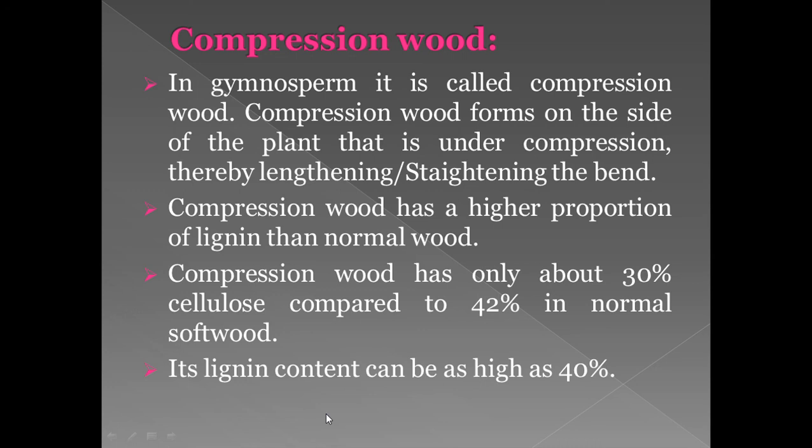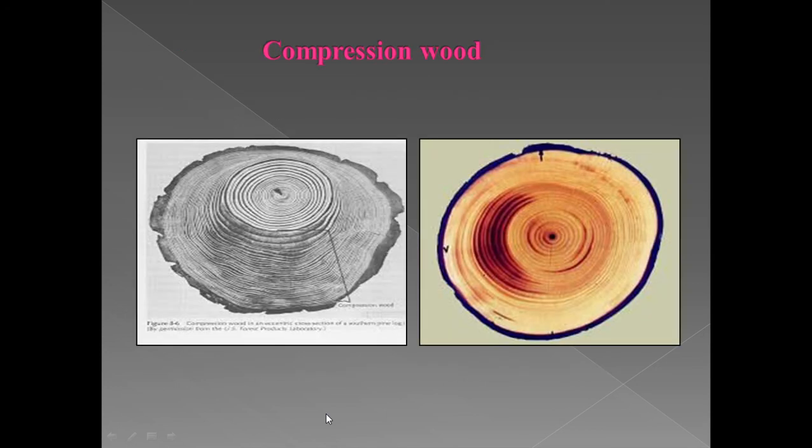Compression wood has only about 30% cellulose compared to 42% in normal softwood. Its lignin content can be as high as 40%. So this figure shows that compression wood forms on the underside of the branches and it contains more lignin as compared to normal wood.